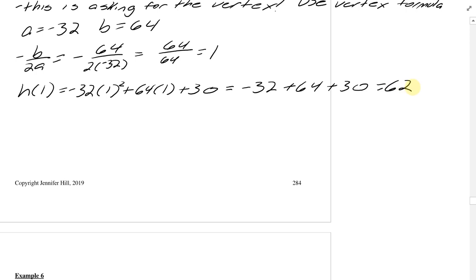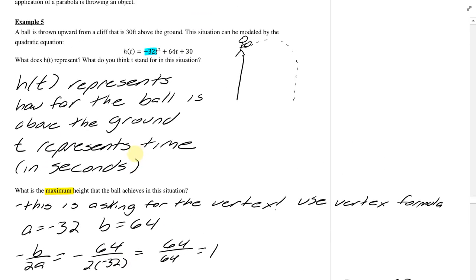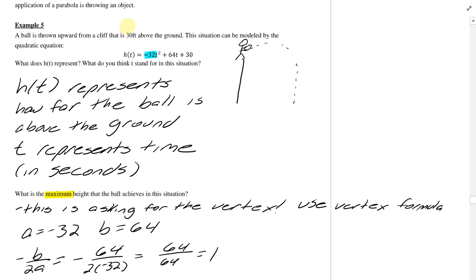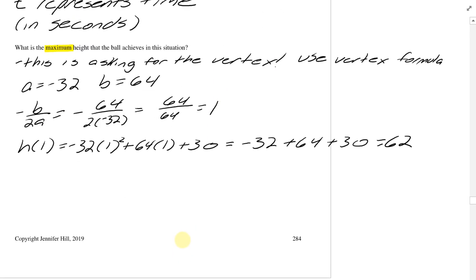But this is now in the context of an application problem, so 62 is not a good enough answer. Now we have to go back and read this. We never mentioned the unit for this height. In reading this back over, it's talking about 30 feet, so h of t represents how far the ball is above the ground in feet. So if I'm asking what is the maximum height, then I would say the ball will achieve this maximum height of 62 feet.